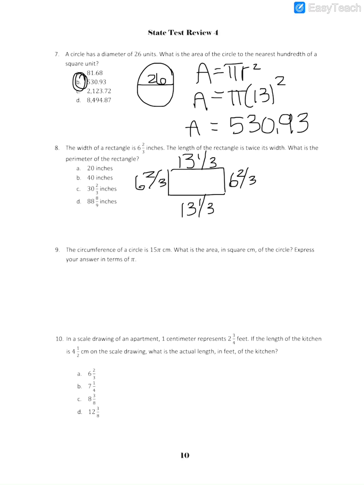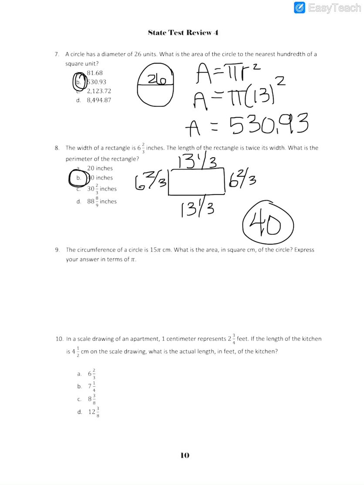All right, perimeter means plus, add up all the sides. So I am adding up the 4 sides, and I get 40.